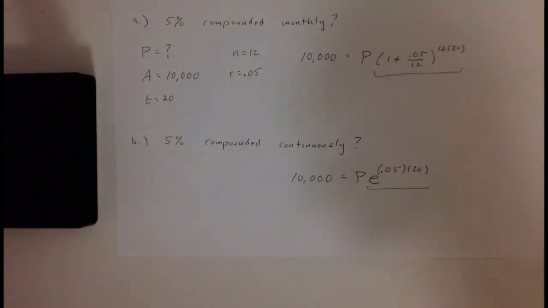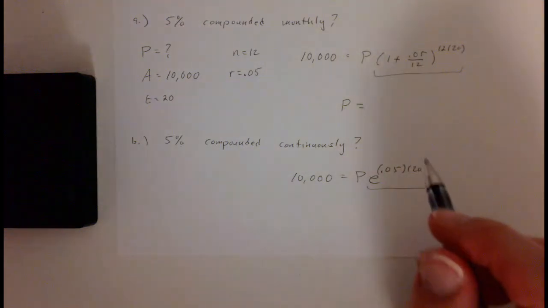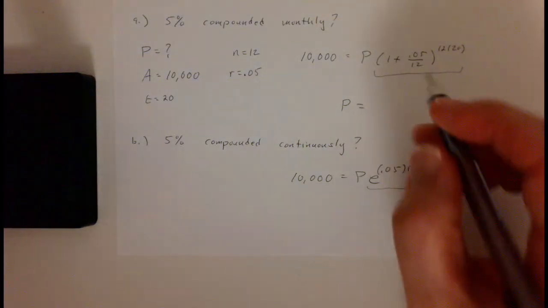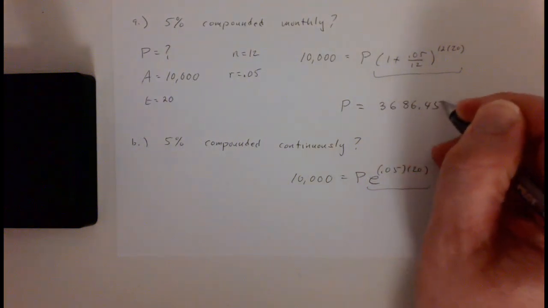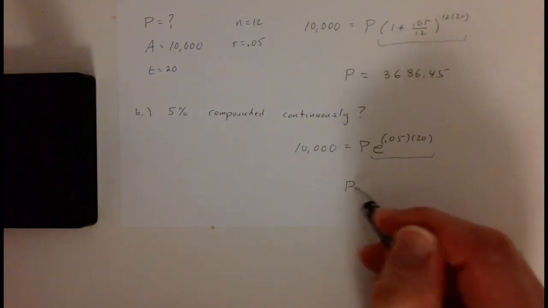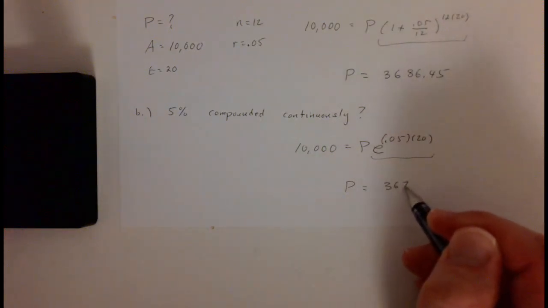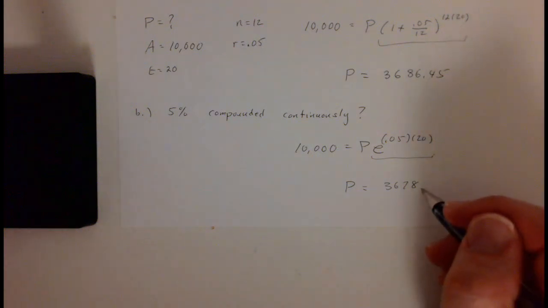Okay. And I'll just tell you, you can figure this out on your calculator, that when you're compounding monthly, you want P to be 3,686.45, and when you're compounding continuously, you want P to be 3,678.45.